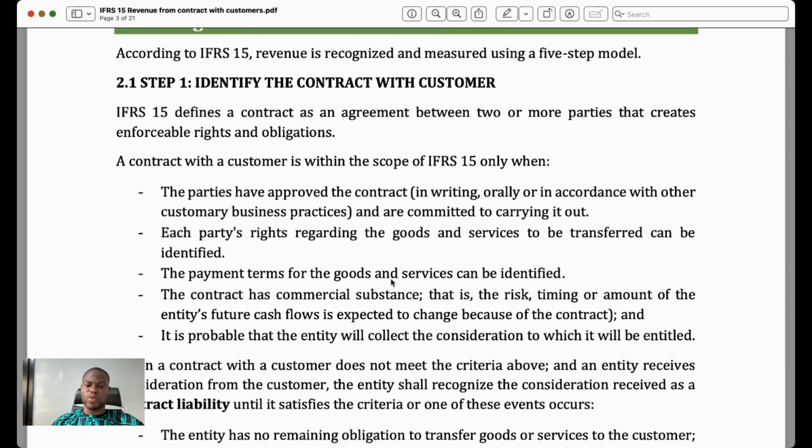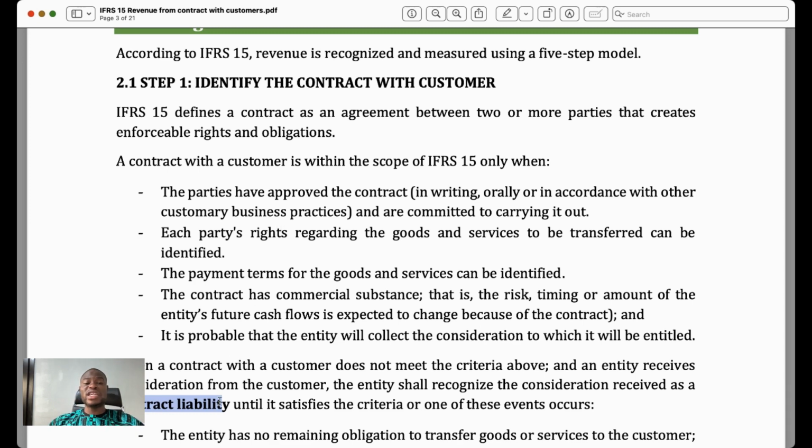Going forward, when a contract does not meet the criteria above, and an entity receives money or consideration from a customer, then in that case, the entity cannot credit revenue, it cannot recognize revenue. What you recognize is a liability, specifically a contract liability. Because we see it as you have not earned revenue. In fact, you are just holding money on behalf of that party, which you might likely pay back if you don't meet these criteria. So that's why they call it a contract liability. Please note that.